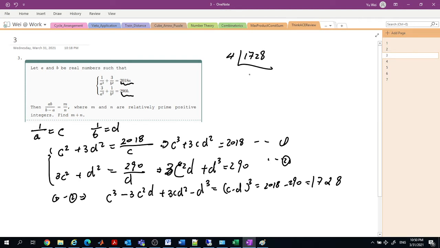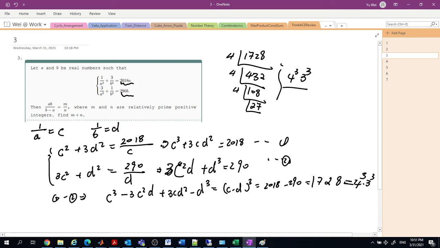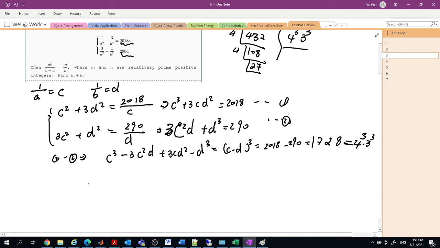Okay, so first we can factorize out a 4, then another 4, it's 108, and we can factorize another 4, it's 27. Wow, so that's great. So this is 4 cubed times 3 cubed. So now we know c minus d equals 4 times 3 equals 12.